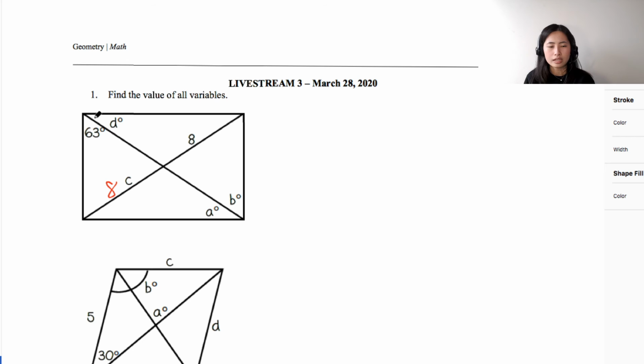Okay, let's look at this. This is an angle, right? This is 63 degrees. You know that this is a rectangle, therefore this is going to be a right angle. So in order to find d degrees, you would have 90 minus 63, which is equal to 27 degrees, right?